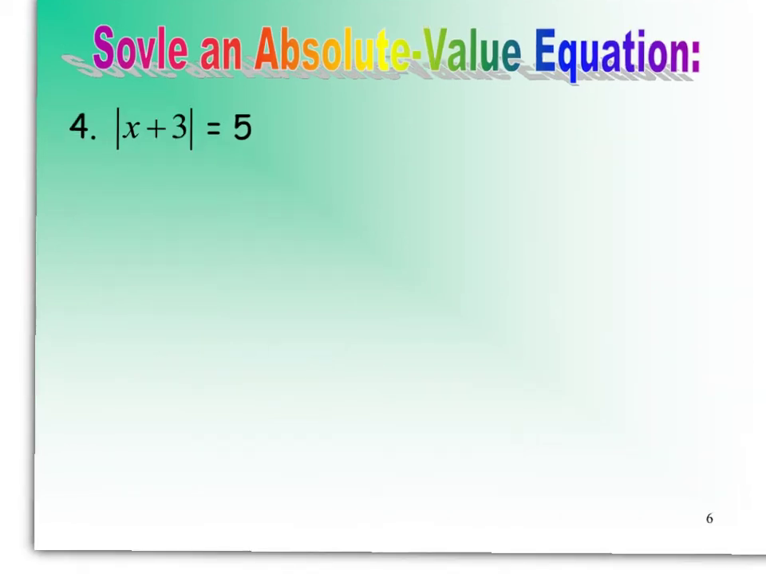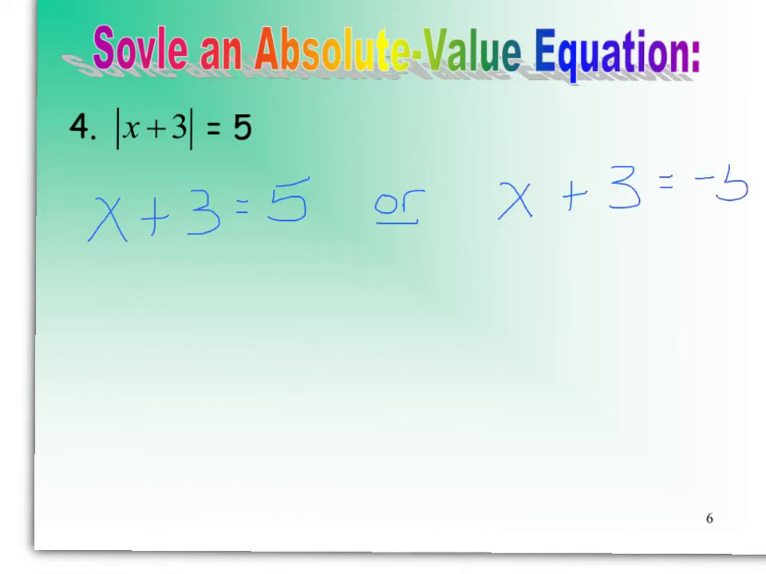Okay, let's practice another one. Here we have the absolute value of x plus 3 equals 5. So again, our goal is to solve this. Our goal is to find a value for x that will make that quantity equal to 5, or a value for x that will make that quantity equal to -5.